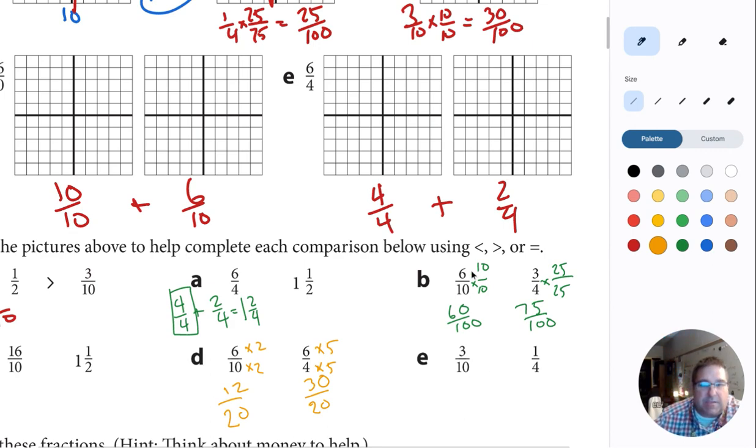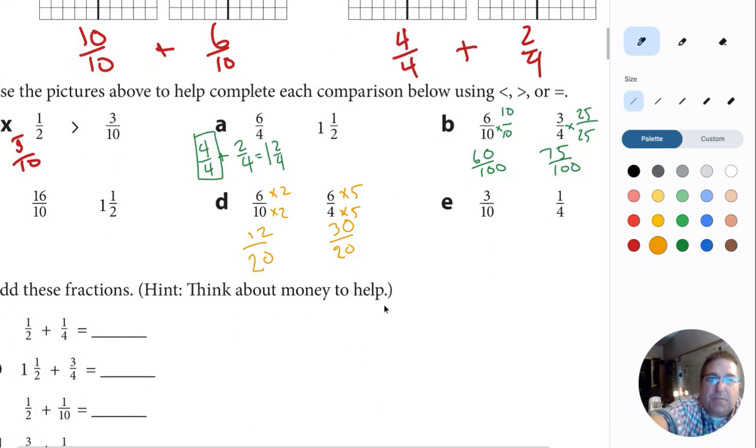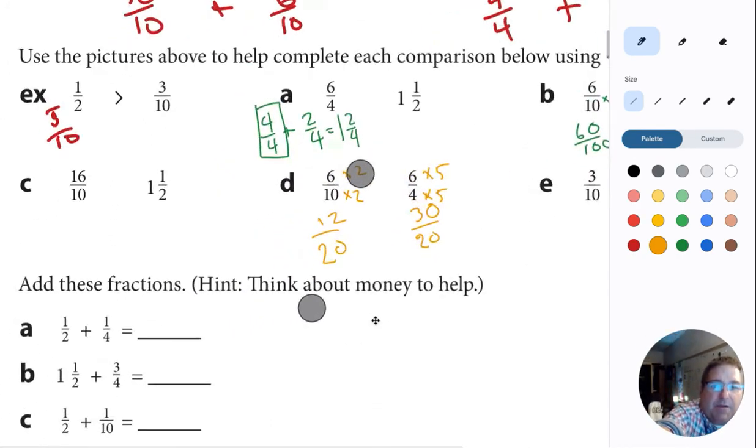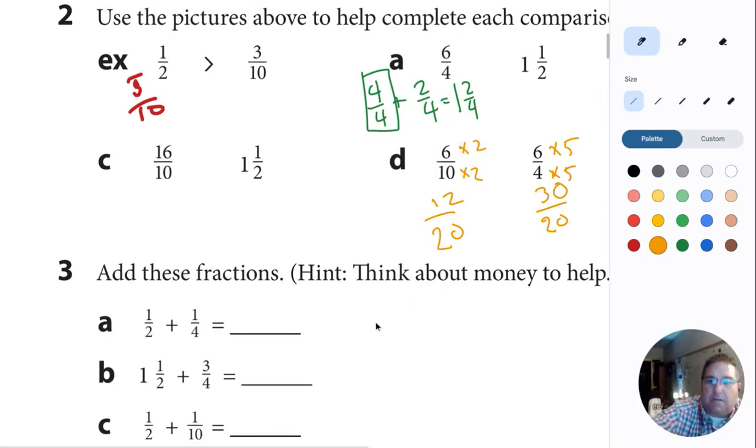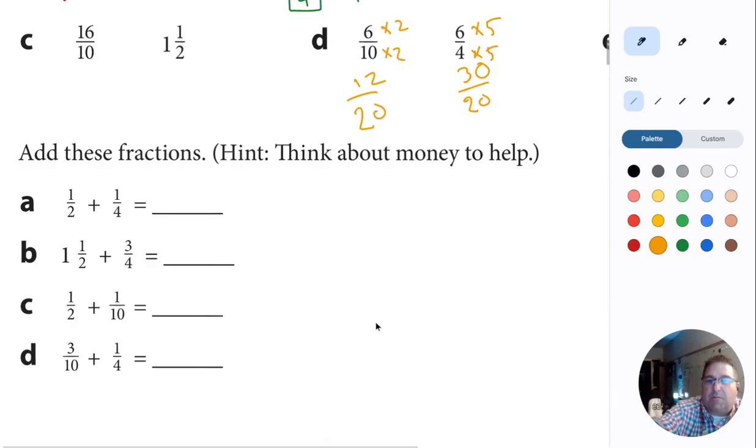We did a couple ways. Here in B, we brought them over 100. In D, we brought them over 20. Whatever strategy works for you, figure out which one's less than or greater than, okay? And then, again, we are going to be adding some fractions here. And it says you can think about money if you want.